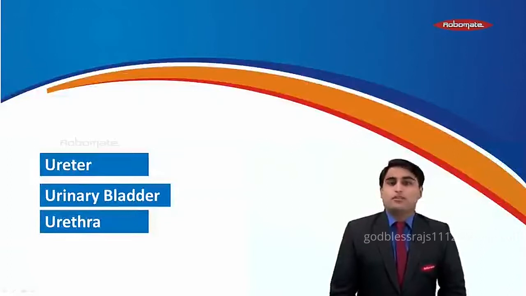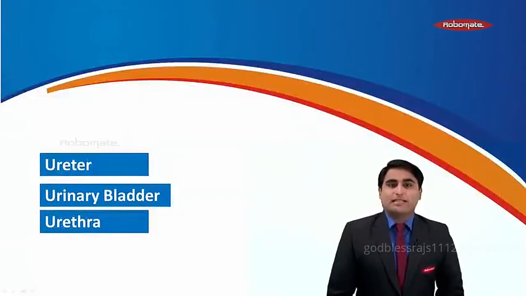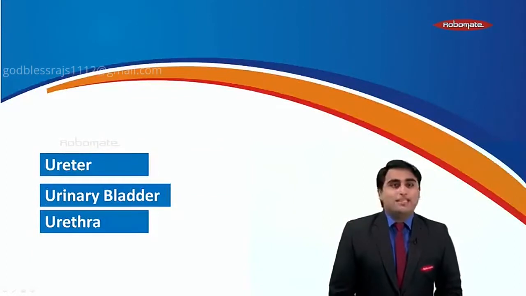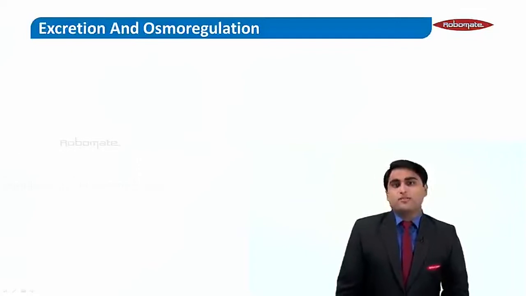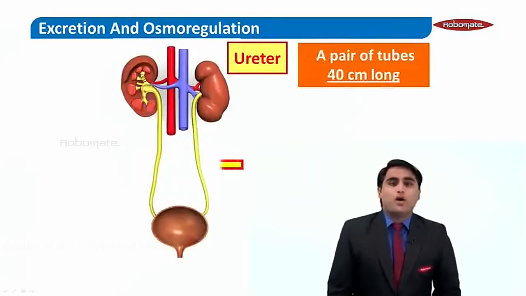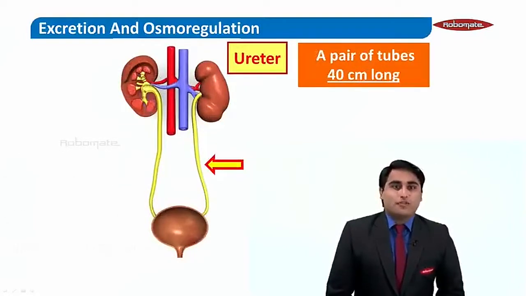Today in this module we're going to study the different parts of the excretory system: the ureter, urinary bladder and the urethra. Let's start first with the ureter. So what are ureters, my friends? Ureters are nothing but a long narrow tube arising from the kidneys.